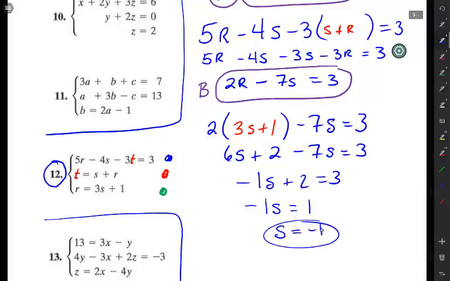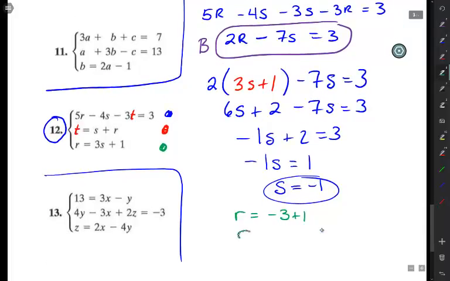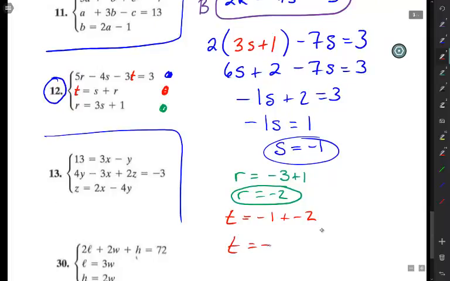Do you see the green equation? What does the green equation use in it? s. And if we plug in the s, what should we get? r. So r equals negative 3 plus 1. What does r equal? Negative 2. We now have s and we have r. What can we find? t, using the red equation. t equals s plus r. t equals negative 3.